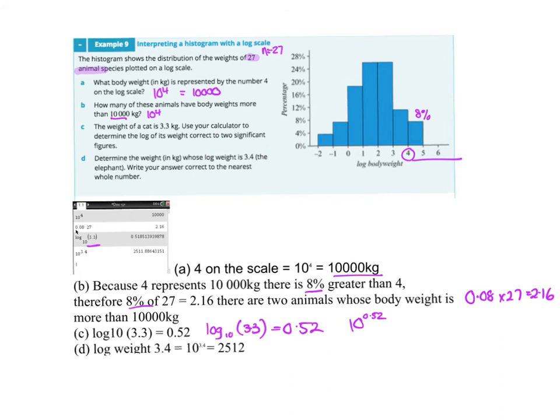Okay, and then determine the weight in kilograms whose log weight is 3.4. The elephant, write your answer. So if they've got a log weight, that means you just put 10 to the power of 3.4 in your calculator, and you can see the elephant weighs roughly 2,512 kilos. And that would make sense for an elephant, so we're good.